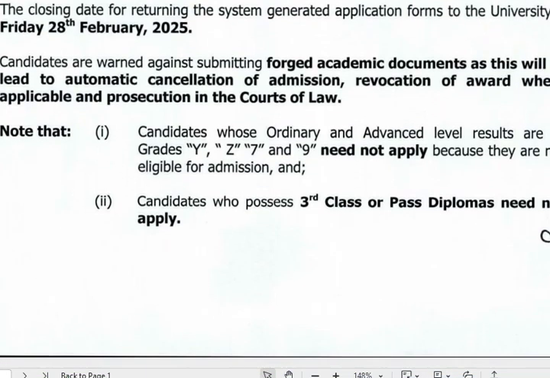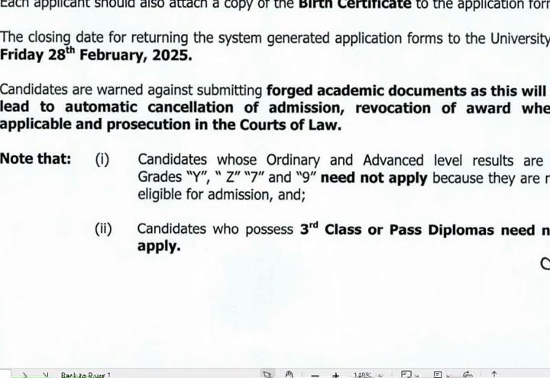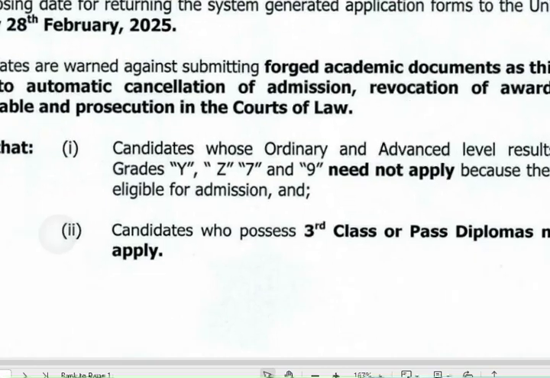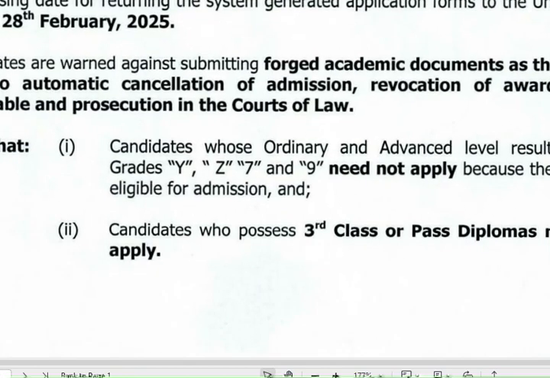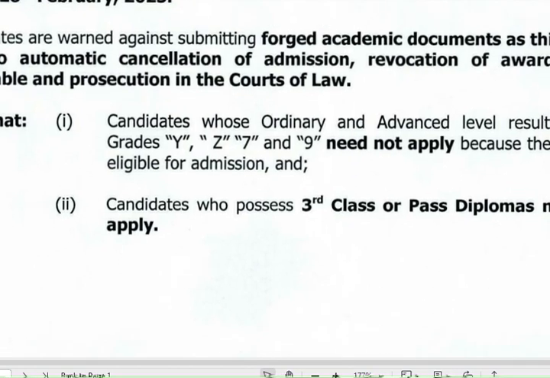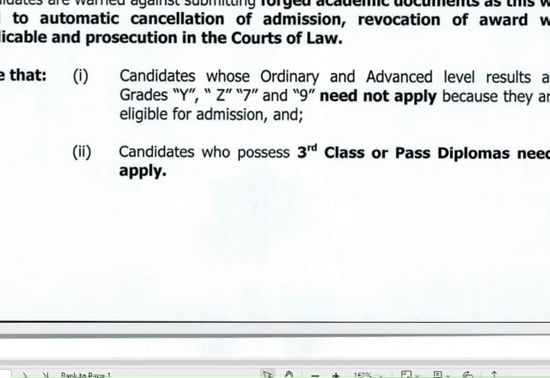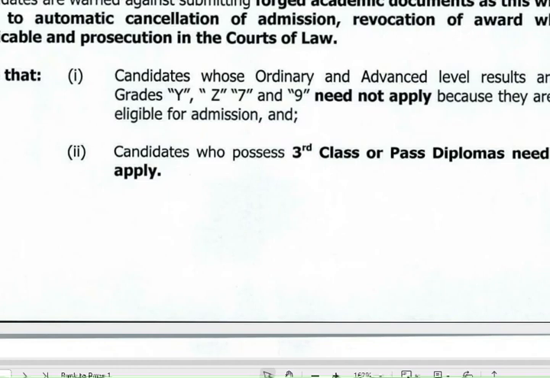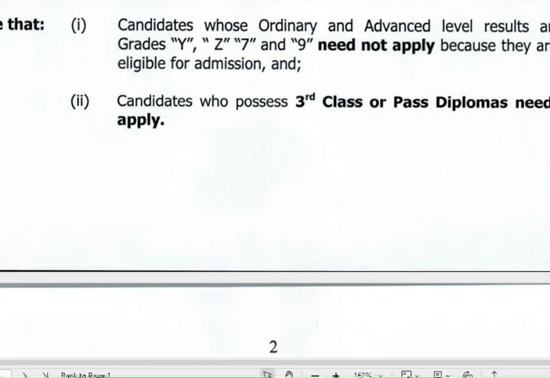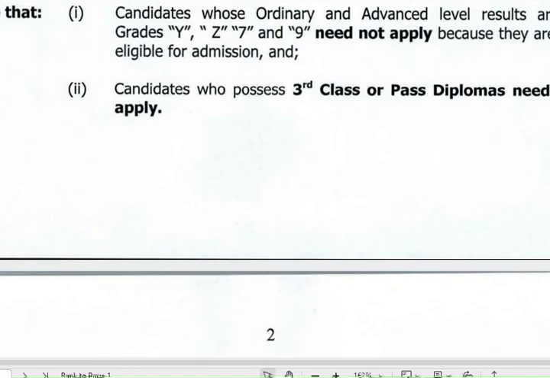Also note that candidates whose ordinary, that is O-level, and advanced level results are of grades, so of course the transcript, your pass slip, would bear grades. You see grade 5, grade 7, but when you see grade Y, grade Z, grade 7 and grade 9, don't apply because they are not eligible for admission. And candidates who possess third class or pass diplomas don't need to apply. So third class is anything below 3.0, that is 2.99 and below. Okay, so between 2 and 2.99 they don't need to apply.